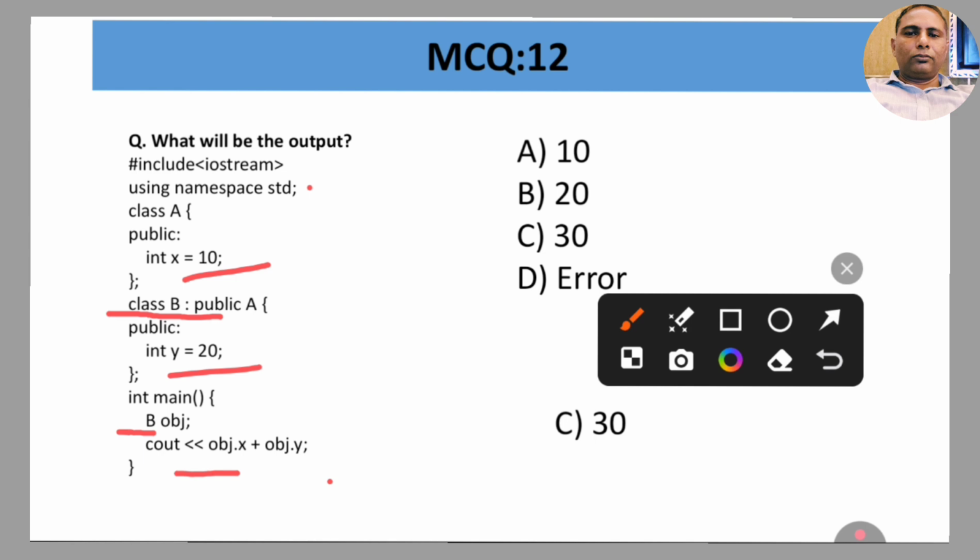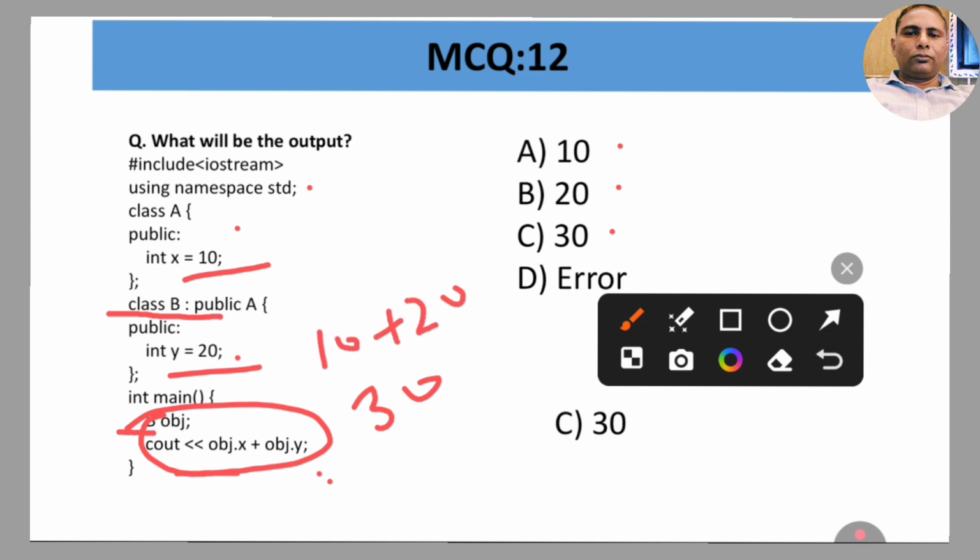But here we are just adding x and y, meaning x has the value 10 and y has the value 20. So I think it will give the addition of x and y. We have the options 10, 20, 30, error. One value is 10, another is 20, so we should have the addition 30. It means 10 plus 20 will give us the answer 30. So option C is the correct answer for this question.